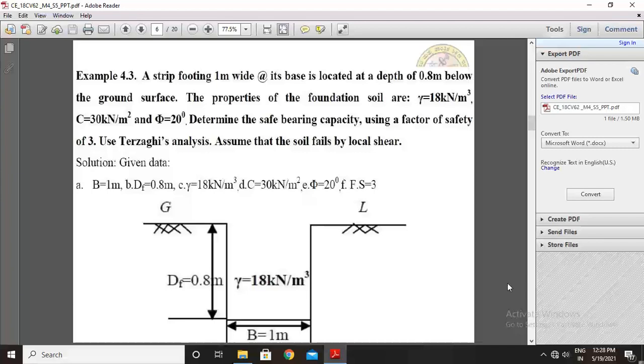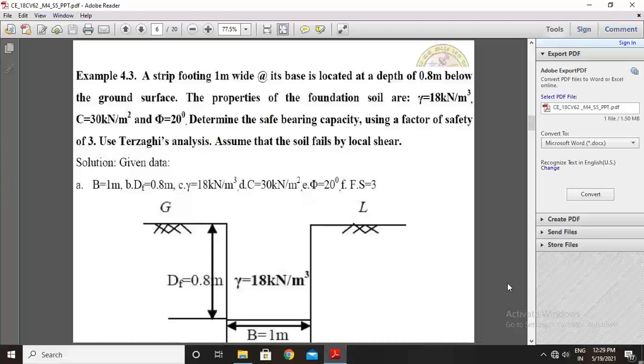A strip footing 1 meter wide at its base is located at a depth of 0.8 meter below the ground surface. The properties of the foundation soil are: gamma is 18 kilonewton per meter cube, C is 30 kilonewton per meter square and phi is 20 degree. Determine the safe bearing capacity using a factor of safety of 3. Use Terzaghi analysis. Assume that the soil fails by local shear.